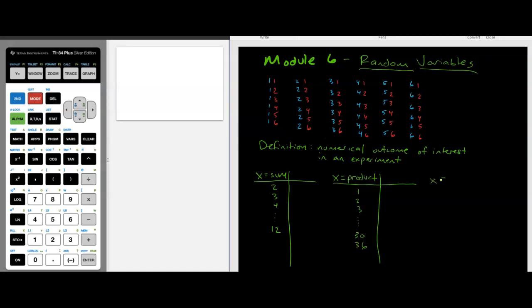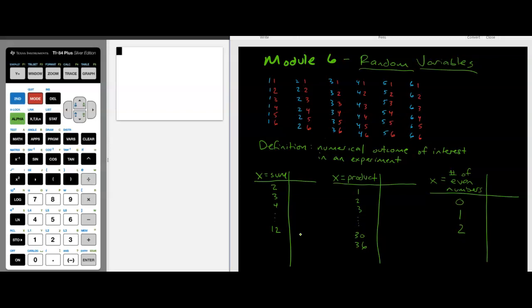Or maybe I said, you know what, the numerical outcome of the experiment that I'm interested in is not the sum, it's not the product, it's the number of even numbers. I know that sounds kind of strange, but imagine that we roll two dice, and I say that I'm curious to study the number of even numbers that you get when you roll these two dice. So you could see that if you had something like a 1 and a 1, you would have 0 even numbers. If you had a 1 and a 2, you would have 1 even number. And since we're only rolling two dice, the most number of even numbers that you could get would be 2. And so there would only be a few possibilities for this particular random variable.